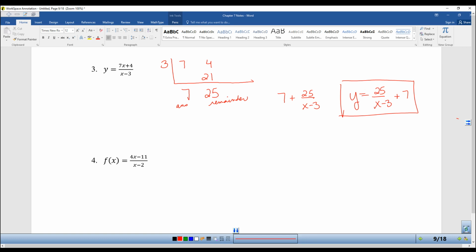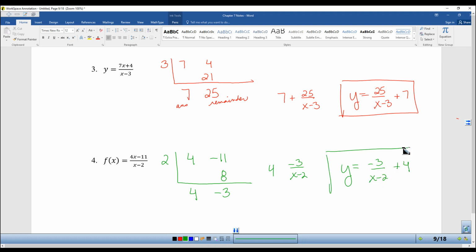All right, you should be trying number 4 on your own. I'm going to do it one more time by synthetic. So I put a 2, not a negative 2 in the box, a 4, and a negative 11. And then I bring down the 4, I multiply to get 8, negative 3. Remember, this is the answer and this is the remainder. So we get 4 minus 3 over x minus 2, which is the answer to the division problem, but to rewrite it as a function, it's really much better this way so people can think about the shift that's happening here.